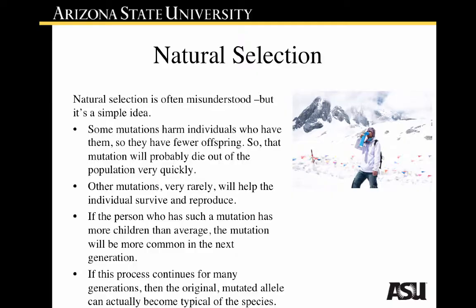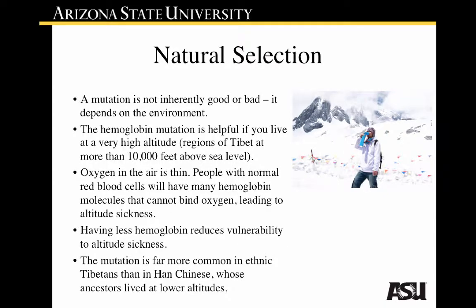If this process continues for lots and lots of generations, then the original mutated allele actually becomes typical of that particular species. So you can see here that the mutation itself isn't good or bad by itself. It depends on the environment. So the hemoglobin mutation is helpful if you happen to live at a really high altitude. Regions of Tibet are often 10,000 feet above sea level. Oxygen in the air is thin, and people with normal red blood cells will have many hemoglobin molecules that can't bind oxygen. This leads to altitude sickness.